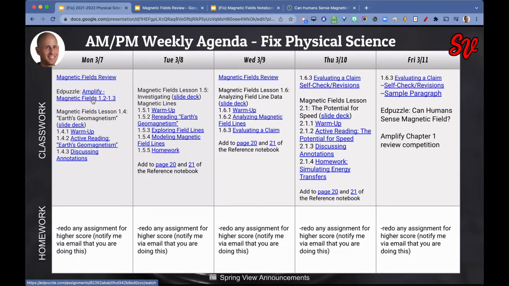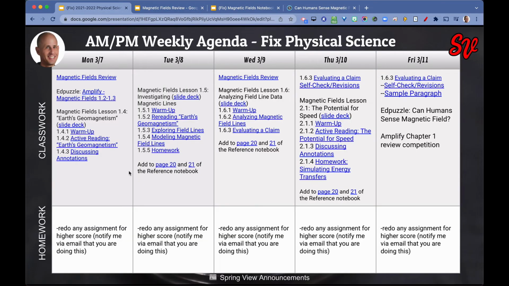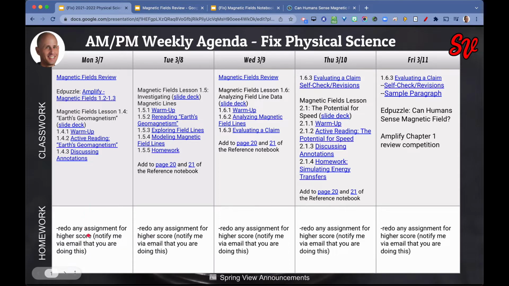On Monday, we did Amplify magnetic fields 1.2 to 1.3. This was a review of the first couple of lessons in magnetic fields. Students were given some vocabulary words, some key concepts, and questions from the review to see their understanding of those concepts. Again, students can retake, that's what the homework is: to redo any assignment for a higher score.